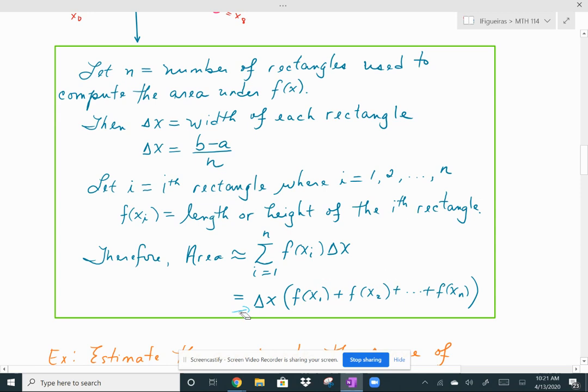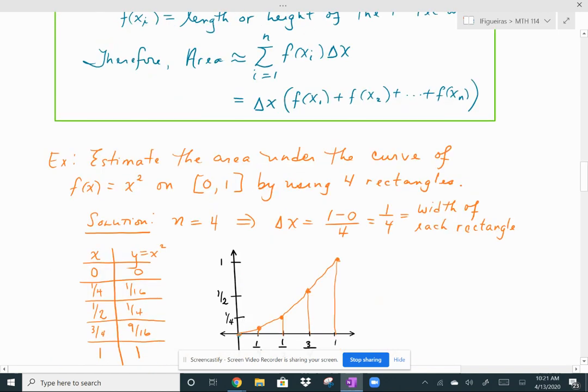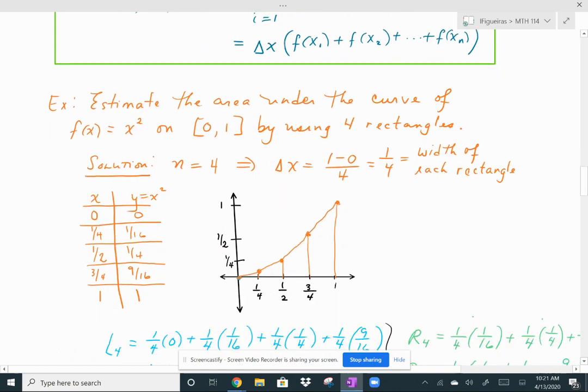Let's see this actually working for us in an example. We want to estimate the area under the curve of f of x equals x squared on the closed interval from 0 to 1 by using 4 rectangles. That means n is equal to 4. If n is equal to 4, I compute delta x like this: 1 minus 0, which we get from the interval, divided by the number of rectangles, which is 4. So your delta x has a value of 1/4, and that is the width of each rectangle.